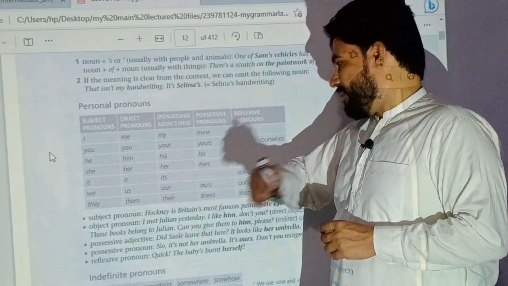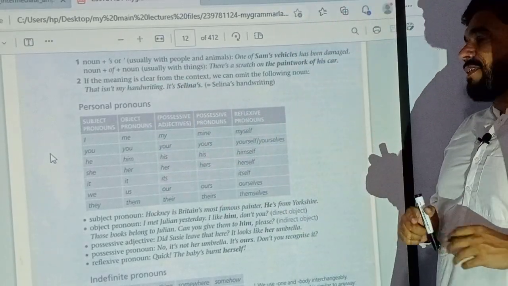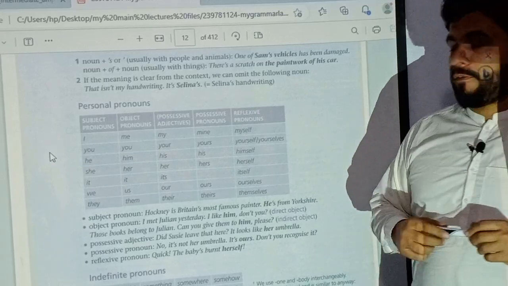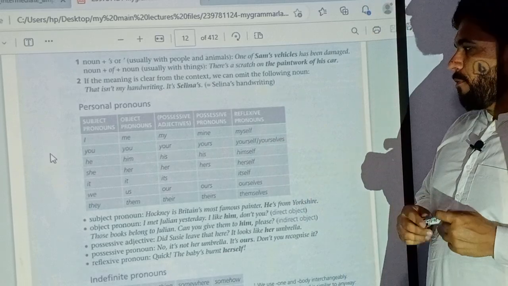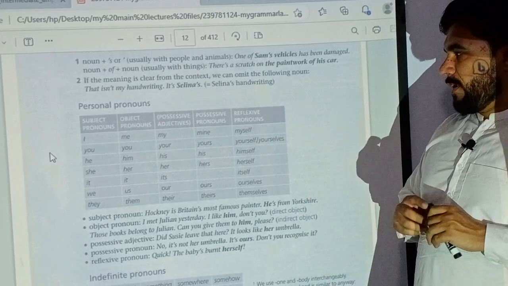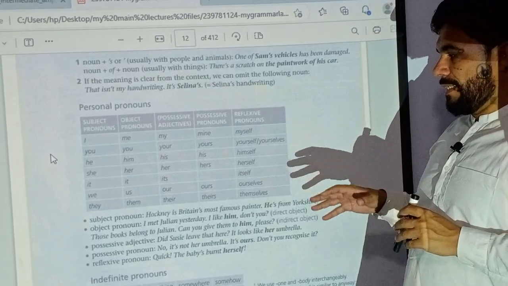And these are the object pronouns. Now these are the pronouns that are used in the predicative part of the sentence. Me, I mean this is the object pronoun. You, objective case. Him, her, it, us, them.